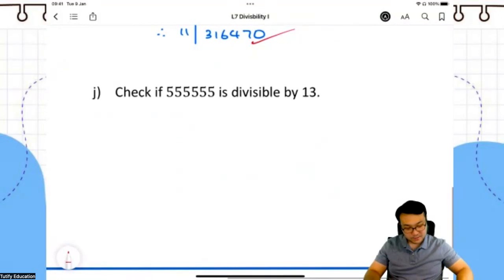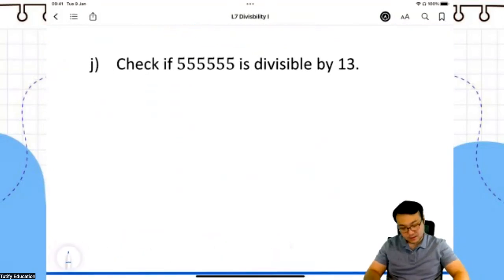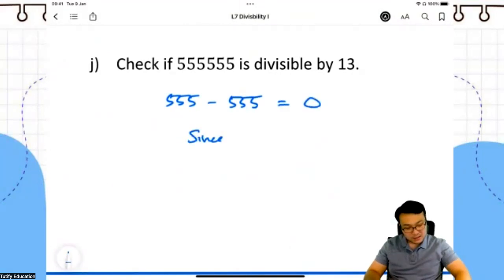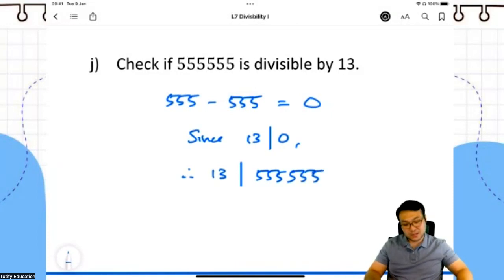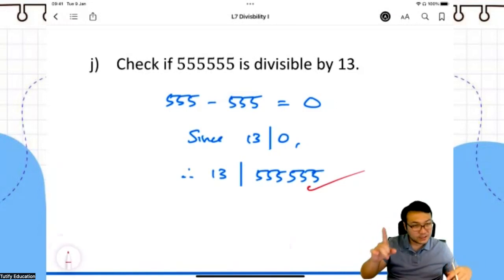What about this one? Same principle. Separate the last 3 digits, find the difference between the last 3 digits and the rest of the number. Since 13 divides 0, therefore 13 divides the number 555555. Basically, students, if this works, what does it mean? That means any block of 6 digits which has all the same number can be divided by the number 13 and the number 7.